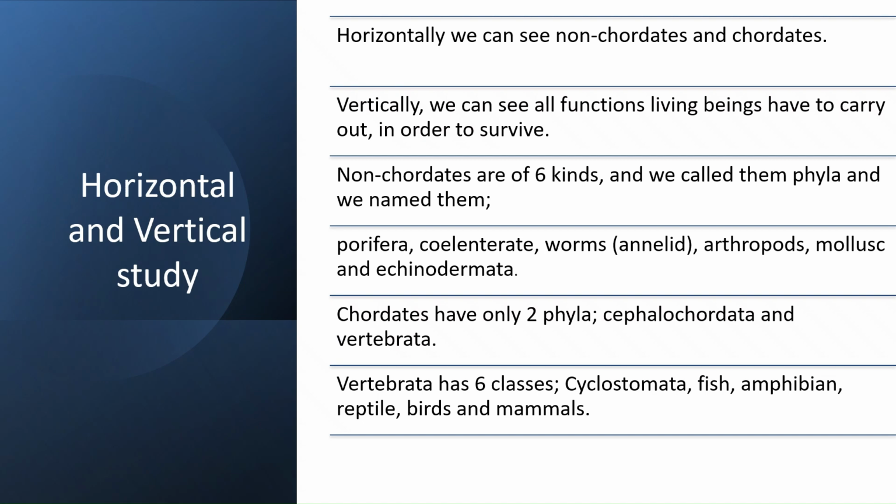Horizontally, we can see non-chordates and chordates. Vertically, we can see all functions living beings have to carry out in order to survive. Non-chordates are of 6 kinds and we call them phyla and we name them Porifera, coelenterates, worms or annelids, arthropoda, mollusks and echinodermata. Chordates have only 2 phyla, cephalochordata and vertebrata. Vertebrata has 6 classes: cyclostomata, fish, amphibian, reptile, birds and mammals.